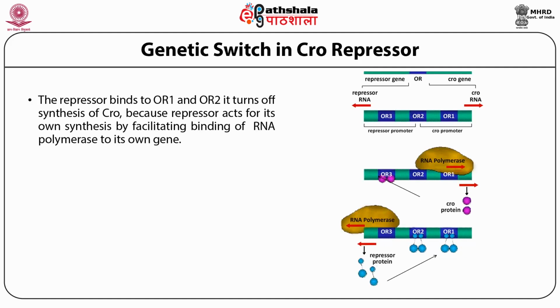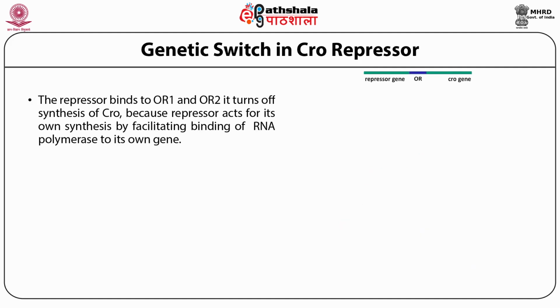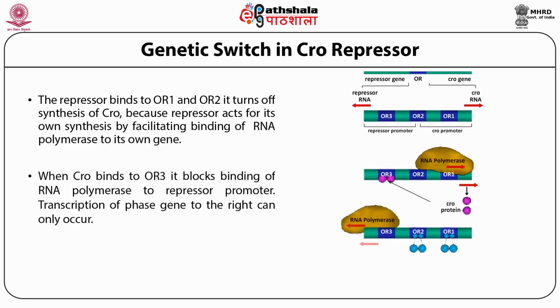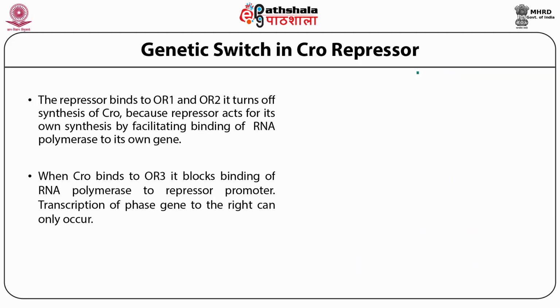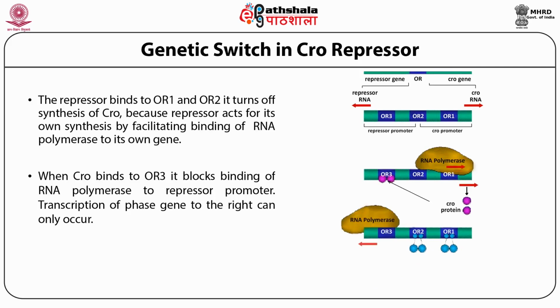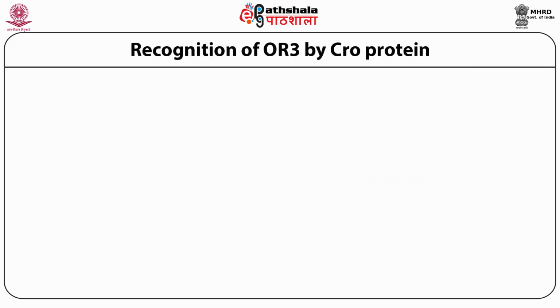the binding of RNA polymerase, shown in the lower slide, to its own gene. When Cro binds to OR3, it blocks binding of RNA polymerase to the repressor promoter. The transcription of phage genes to the right can only occur. Now let us see the details of this recognition.